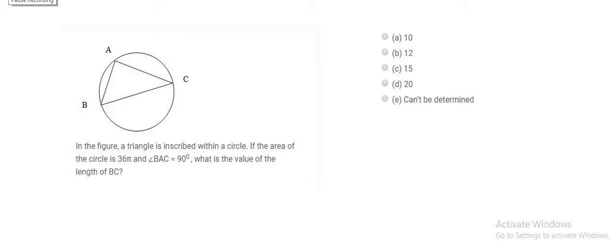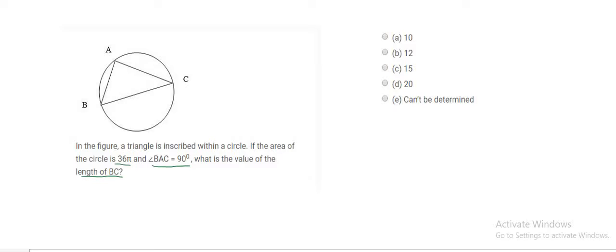Today we are going to solve another problem of geometry. Now here in the picture you can see that a triangle is inscribed inside a circle, and in the question it says that a triangle is inscribed within a circle, the area of the circle is 36 pi, and angle BAC is 90 degrees. What is the value of the length BC?